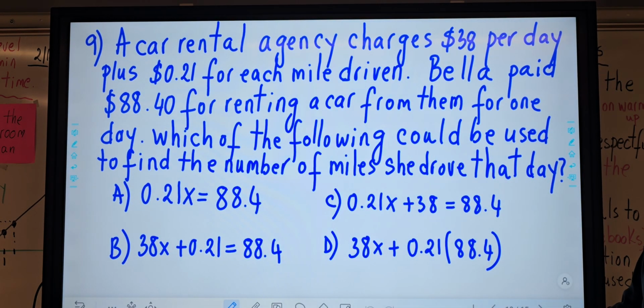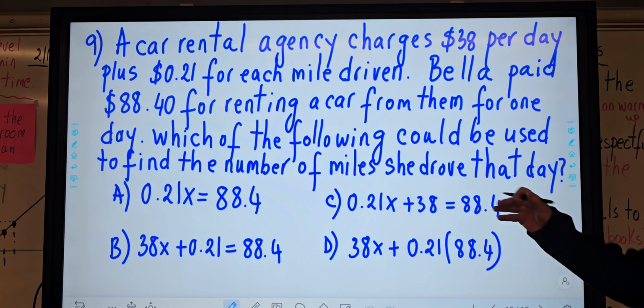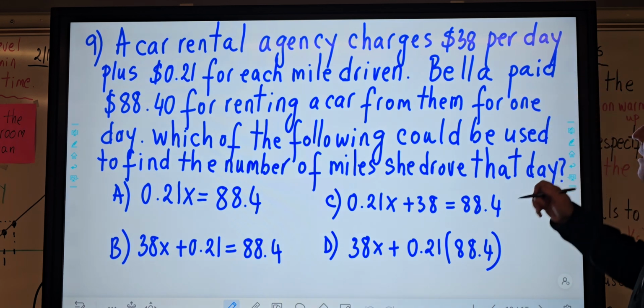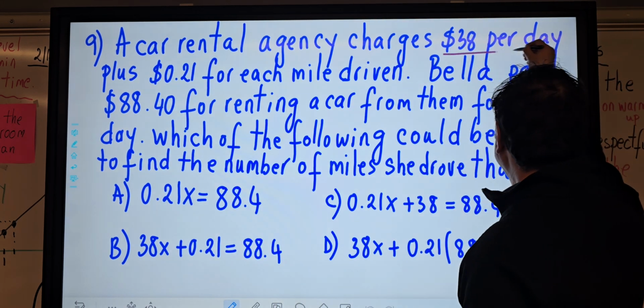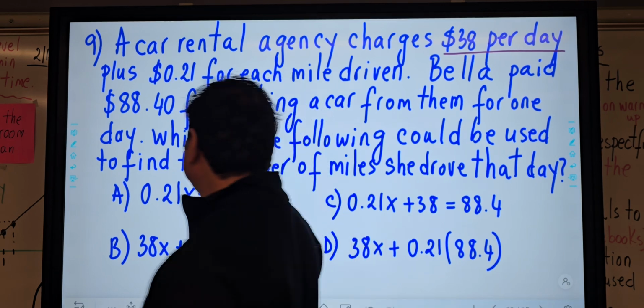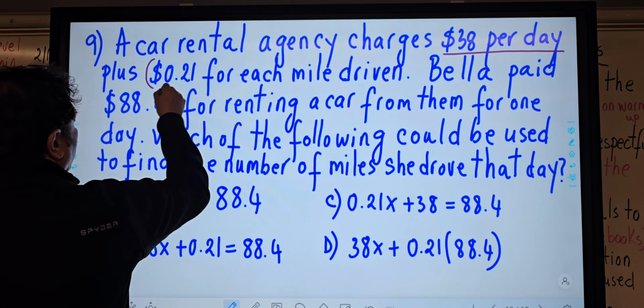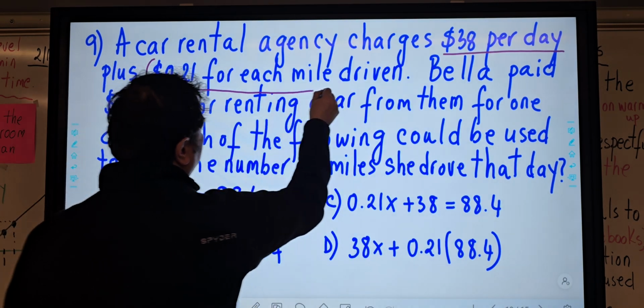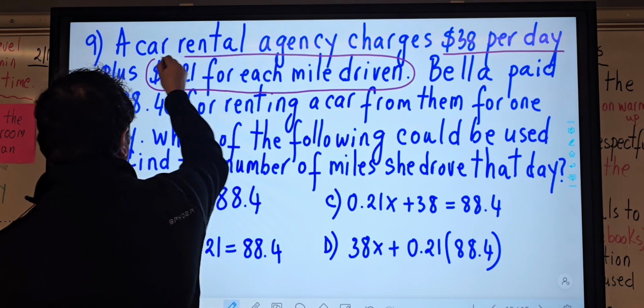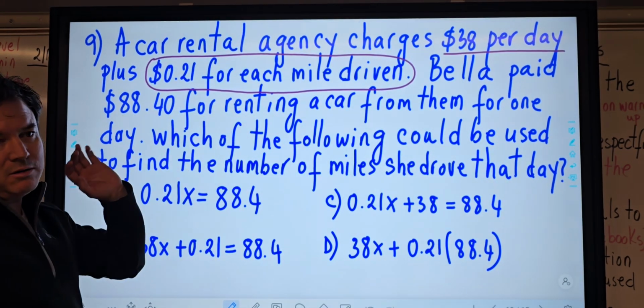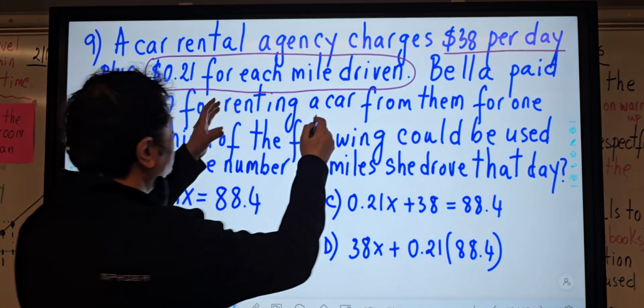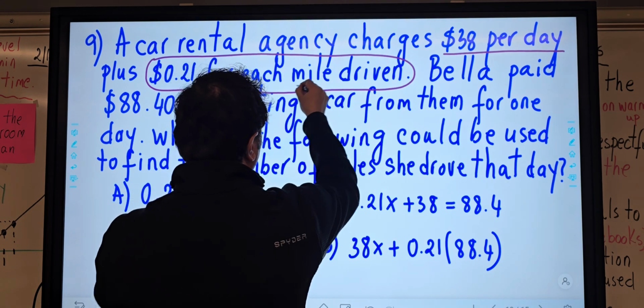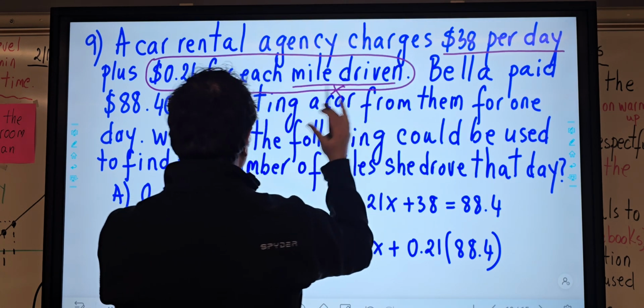Okay, let's look at this one here. A car rental agency charges $38 per day. Let's underline important information. $38 per day plus 21 cents for each mile driven. Do you know how many miles are driven? No. So we can call this X. Miles driven, we can call this X. Keep that in mind here.